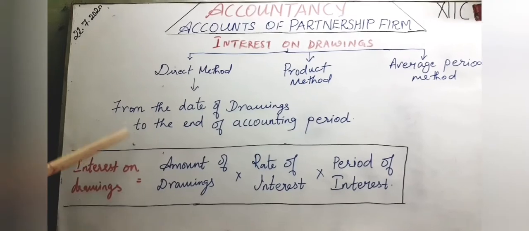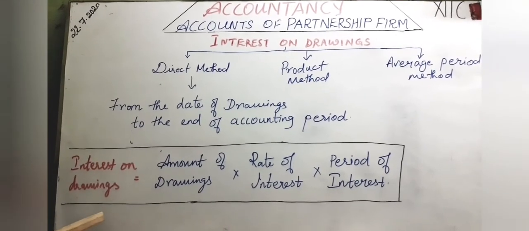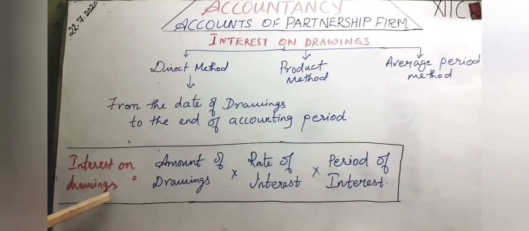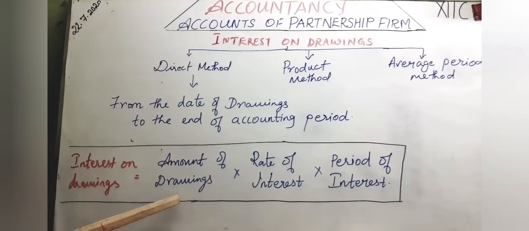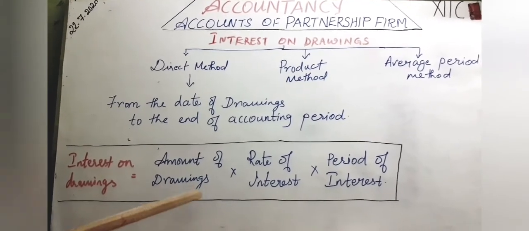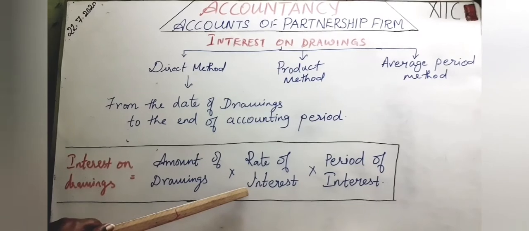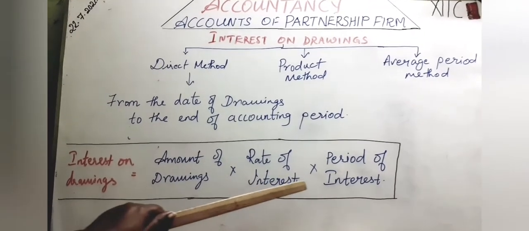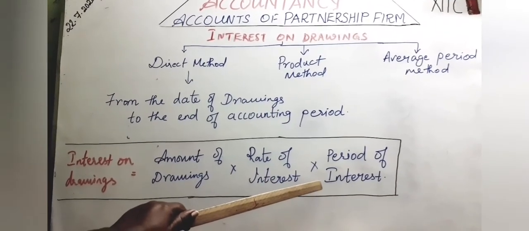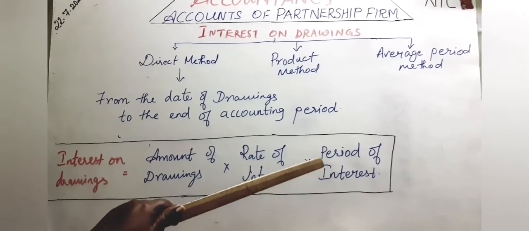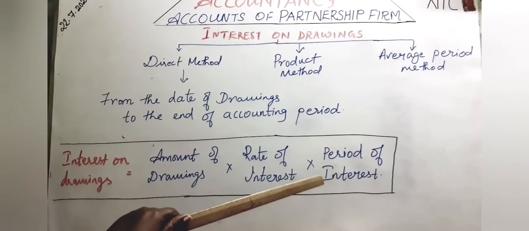You got me students? For that we are applying one formula. Interest on drawings is equal to the amount of drawings, which will be given in the question, into the rate of interest whatever is given in the question, into the period of interest. Period of interest means the period up to which you are using the amount.